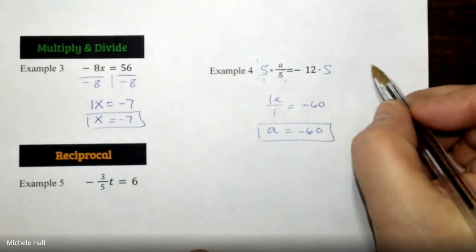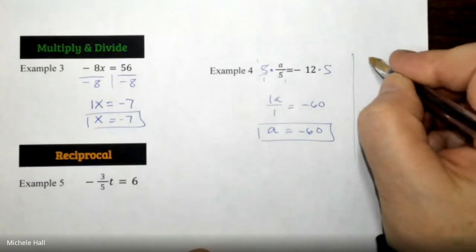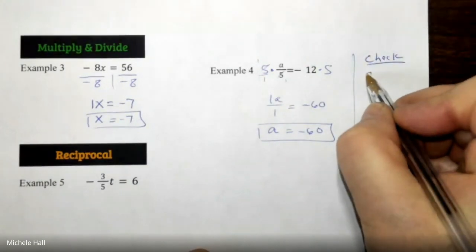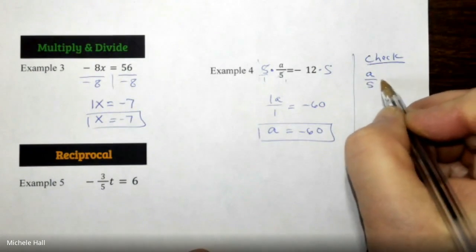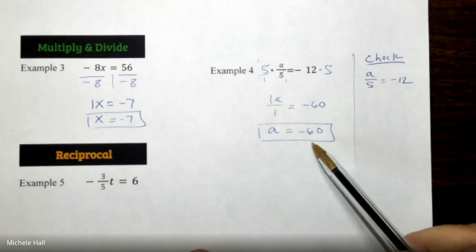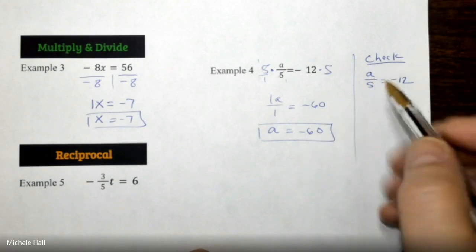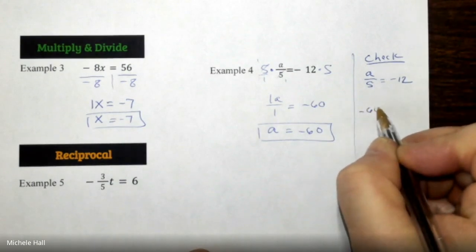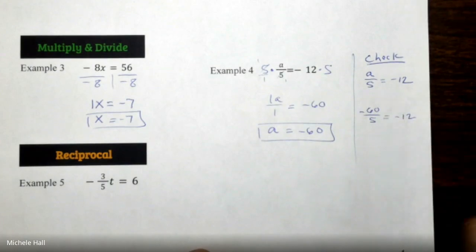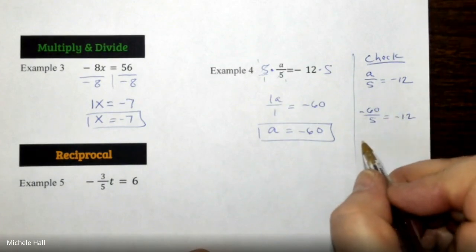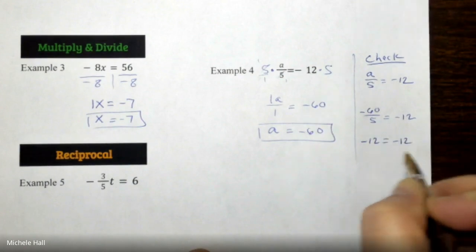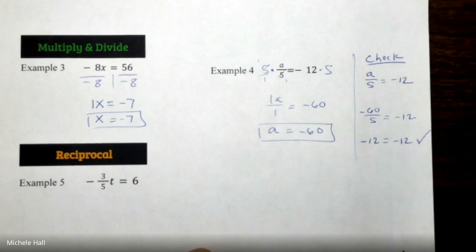Let's check our solution. Start by writing down the original. We have a divided by 5 equals negative 12. We think that we know that a is negative 60, so we're going to substitute that in for a. Negative 60 divided by 5, does that equal negative 12? Negative 60 divided by 5 is negative 12. I got the same solution on both sides of the equation. Check.